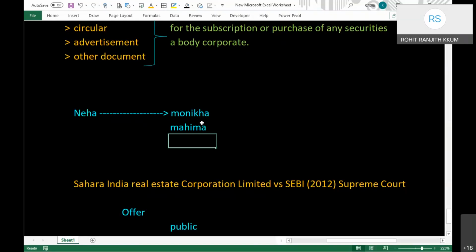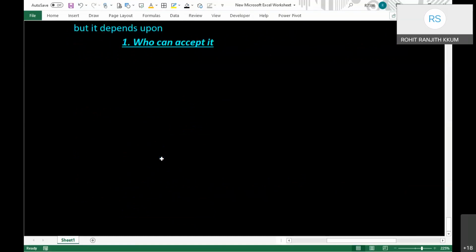You try to understand this. Just because one person is addressed, it does not mean that it is a private offer. I'm sorry, this kind of in-depth thing I did not explain while explaining the Indian Contract Act, but now it is required to be understood. Got the point? So who can accept it, if other than invitees? Okay, all right. So write down over here one note for your exam.